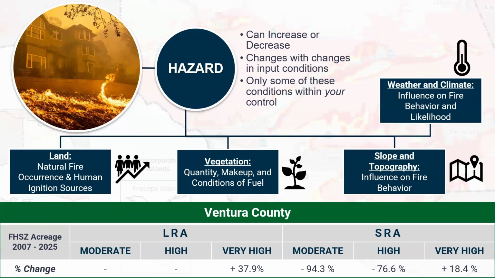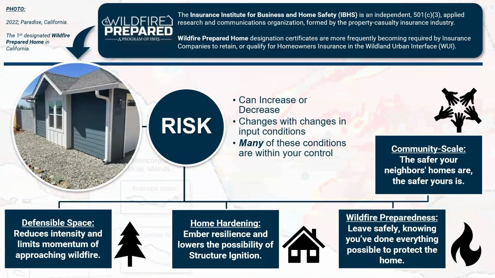So I did some back of the napkin math on the acreage changes in the fire hazard severity zones between the last one and this one. And in the LRA, our very high grew almost about 40%. No percent change on the moderate or high because, again, those weren't adopted the last time this was created. And then a significant decrease in moderate and high SRA because most of these acres went straight back into the very high.